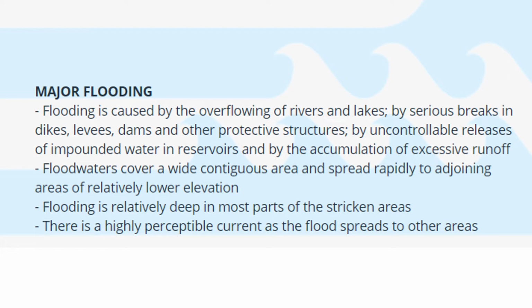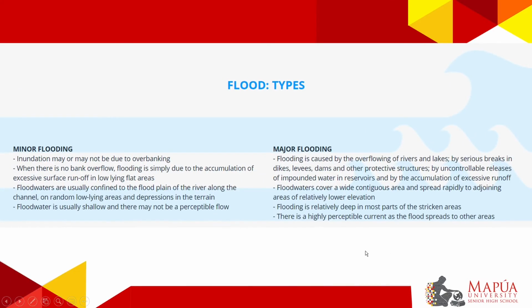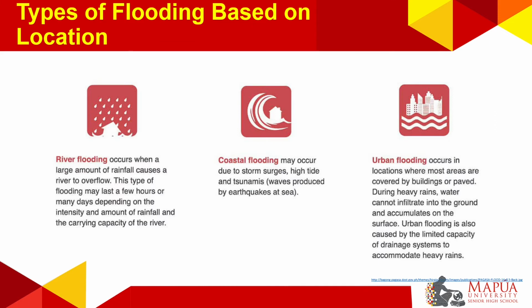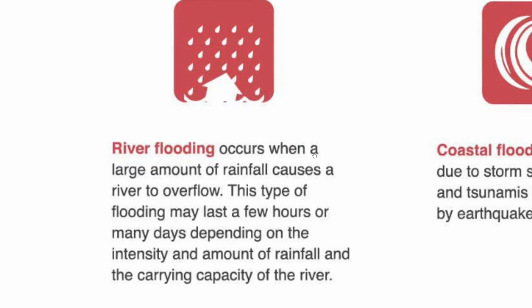That is the main difference when it comes to major and minor flooding. Major flooding is concerned with a higher amount of water as compared to minor flooding. Now, there are different types of flooding based on location. The first one is what we call river flooding. River flooding occurs when a large amount of rainfall causes a river to overflow.